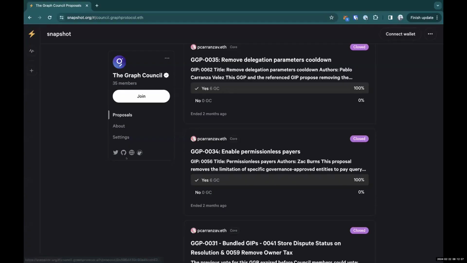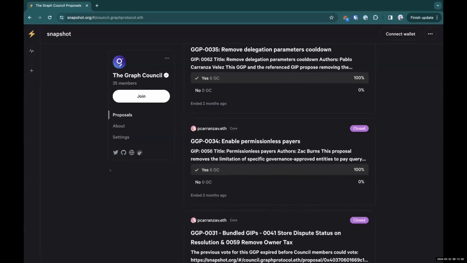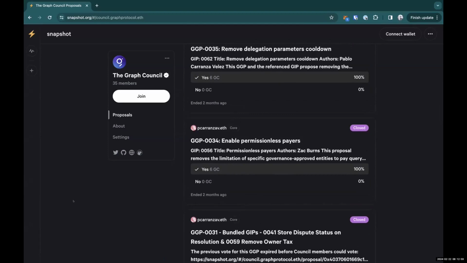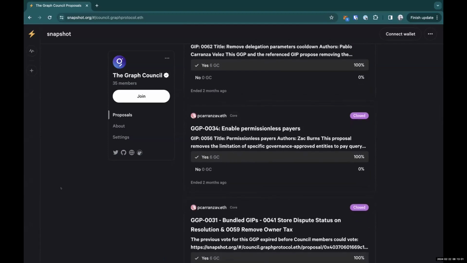It's a quick update just about these GGPs. These are the Graph Governance Proposals. That is the way in which the council votes for GIPs, the Graph Improvement Proposals, and formally approves their deployment. So there were 3 GGPs that had been approved a while ago. These are GGP 31, 34, and 35, and they relate to 4 different proposals because one of them had 2 of them in the same vote, just for convenience.